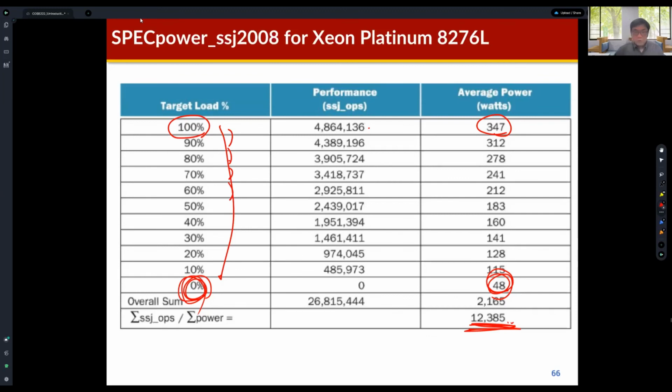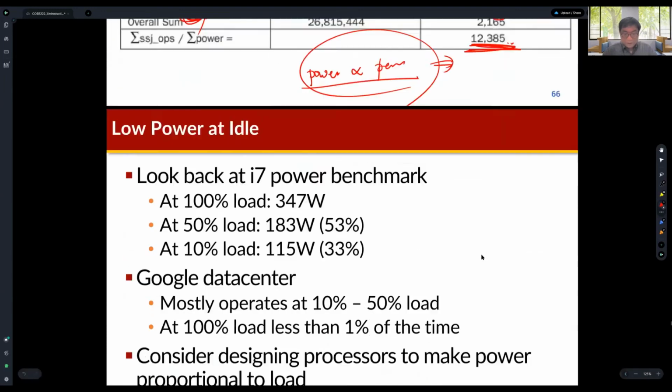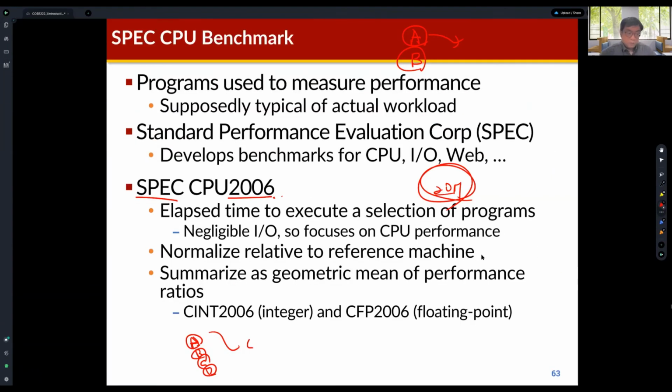If we consider the running cost of a system, then if the power consumption is proportional to the performance, this is a good system. But in reality, the power of a system is not proportional to the performance. So this is another research topic of modern server systems. I briefly explained some benchmark applications that can measure the performance of a CPU and power consumption.